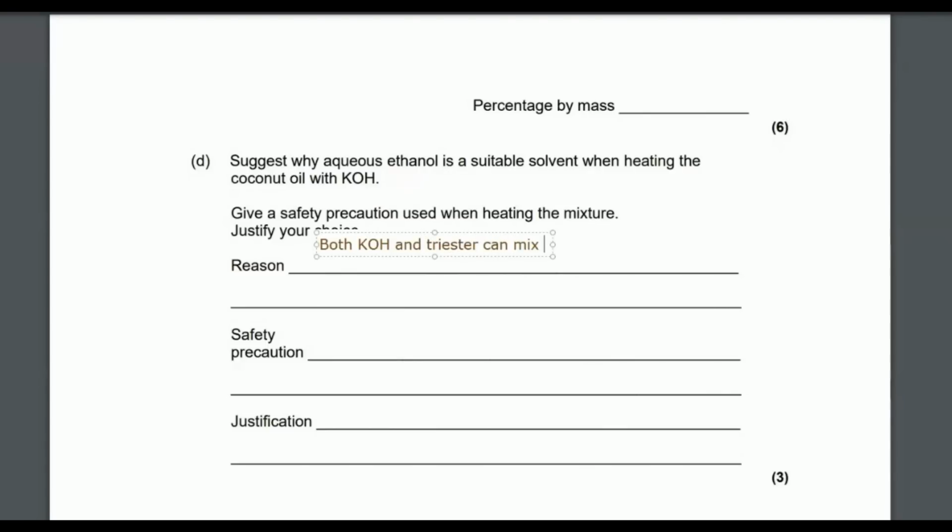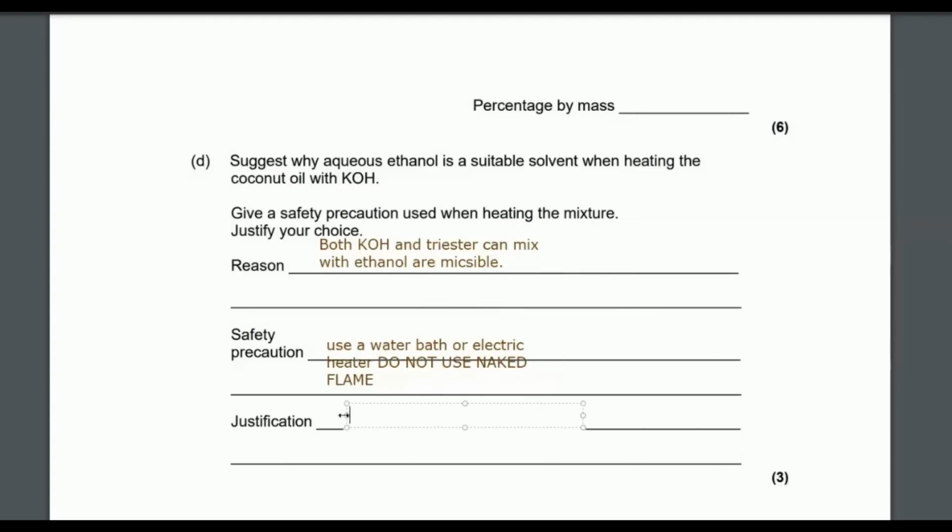And what we find is that alcohols have a non-polar bit themselves, i.e. ethanol has the CH3, CH2 bit, which is non-polar, and then it has the OH bit, which is polar. So it's very good at combining and mixing together polar and non-polar reactants. Ethanol makes sure the KOH and the triester can mix. Ethanol makes sure they're miscible.